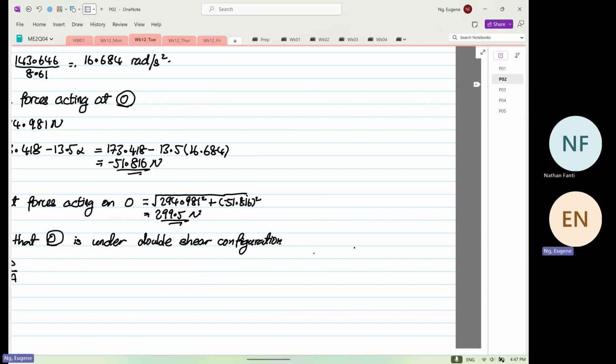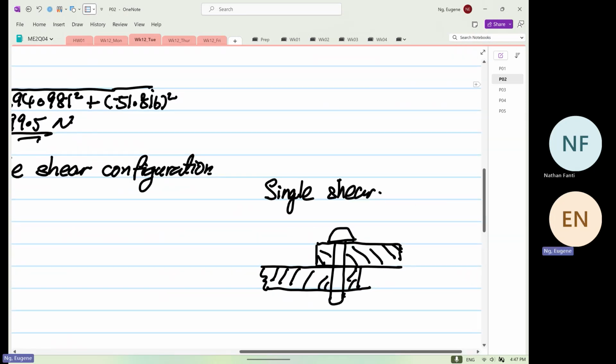Okay, so for single shear, you have 2 plates and you have a bolt or a pin, whatever. Right? And this is plate number 1. This is plate number 2. Okay. So where is failure going to occur? Exactly where?